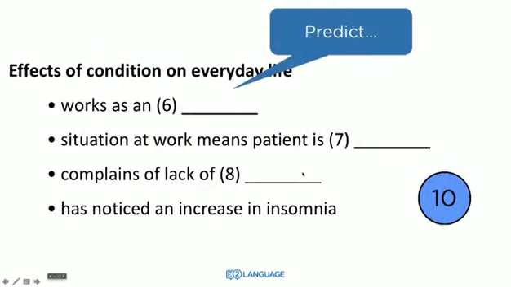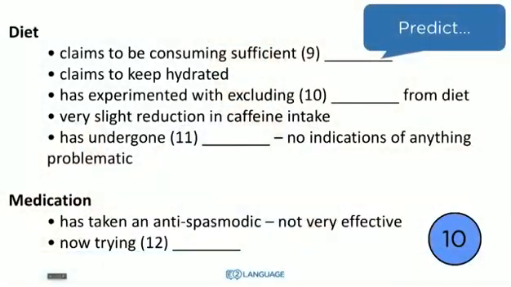Okay, let's look at the next set. We've got 6, 7, 8. Try to predict what type of word might fit here. Works as an... Now, you're obviously not going to be able to predict the exact answer. But what you will be able to do is put in your mind what type of word you need to be listening for, right? And that will help you enormously when the audio starts and you start to work through it. Let's do the rest of them, 9, 10, 11, and 12.